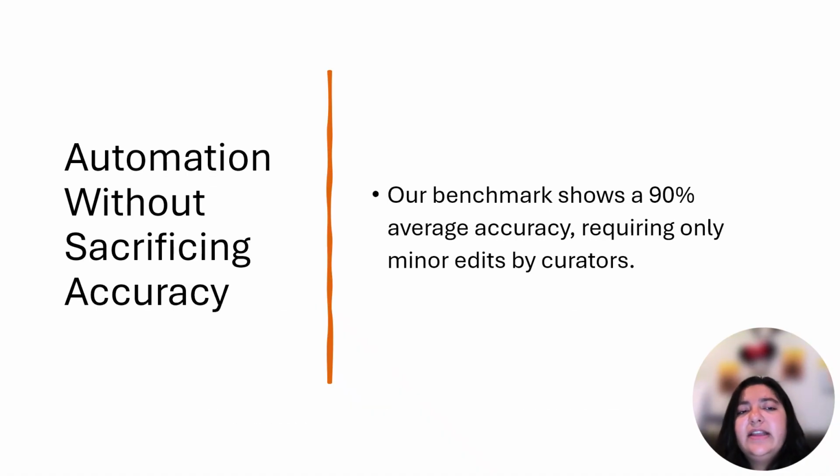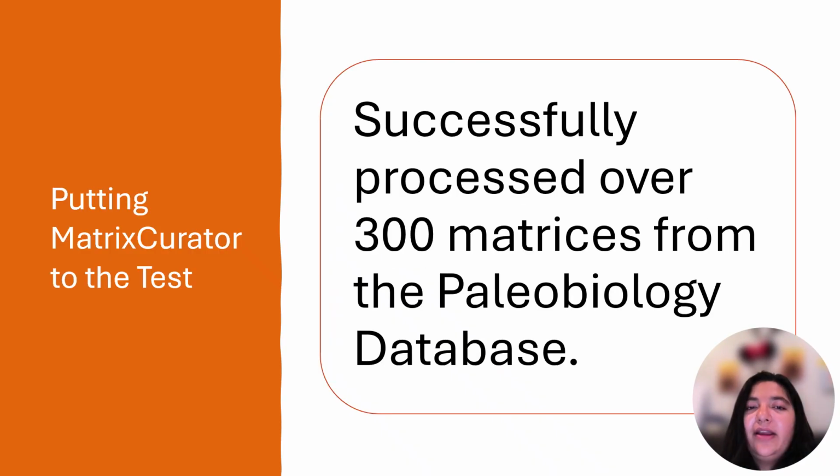And I want to emphasize that we automate without sacrificing accuracy. We've done benchmark tests to show that there's a 90% average accuracy, which means that out the other end, it only requires minor edits by curators like me. So it definitely is seen by human eyes, and it's not directly uploaded onto MorphoBank because it's still AI and it can make mistakes. And just from this, we want to make sure that it's not making any mistakes. And so we take our human eyes, look over whatever it's encoded, and then upload it to MorphoBank.